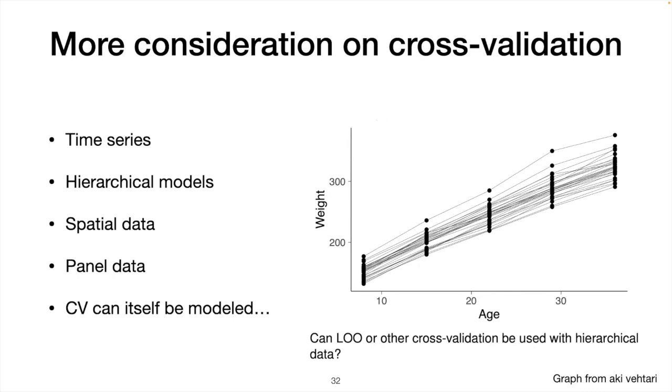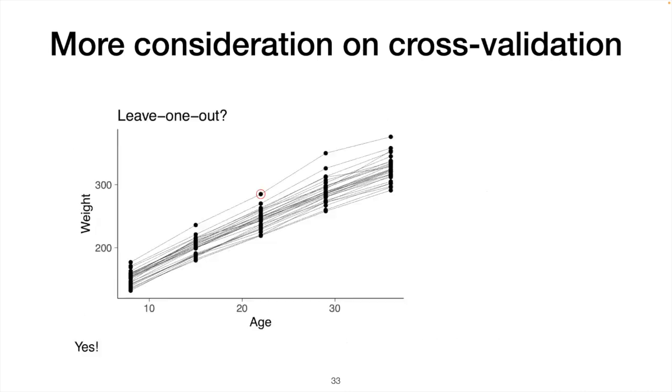For example, here is a simple example. This is the data on the weight of rats at different ages, and each line is one rat, where you measure the weight of that rat at different ages. So this is panel data, right? You have different subjects, and each subject is measured over time. How can I do cross-validation here? Can I just leave one data point out? Yes, you can, if you believe the data is exchangeable.